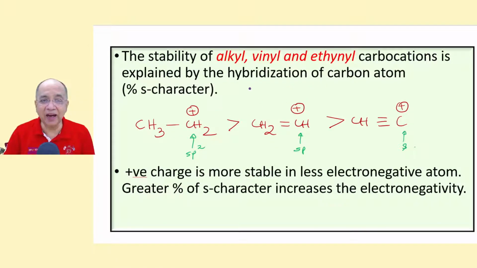Now see, alkyl compared with vinyl and ethynyl. What is the cause? This is sp2 carbon, vinyl is sp, and in ethynyl it is pure S. So more is the S character, more is the electronegativity of the carbon atom, and the positive charge will not be happy to stay on a more electronegative atom. Rather, it will be happier to remain on a less electronegative atom. Therefore, alkyl carbocations are more stable than vinyl, vinyl more stable than ethynyl. We'll be putting all of them together to make a composite list.